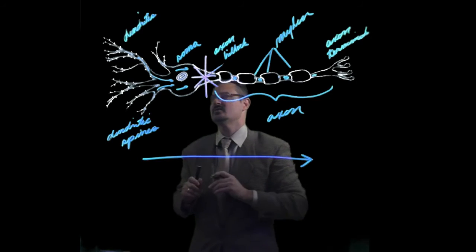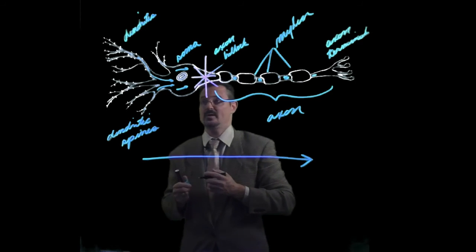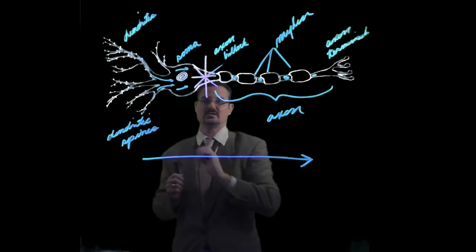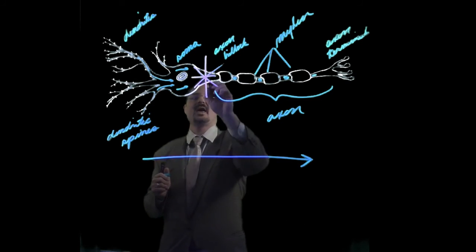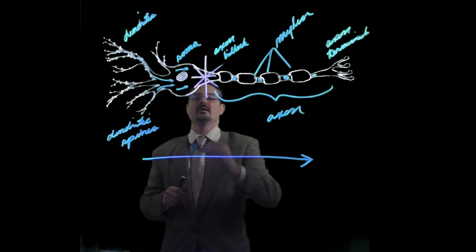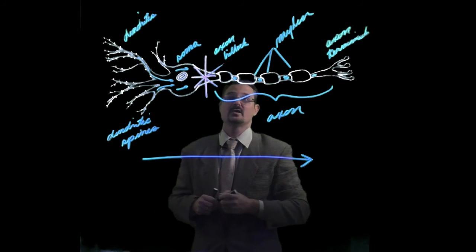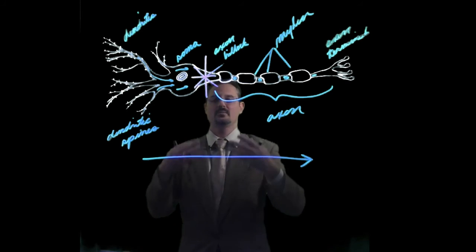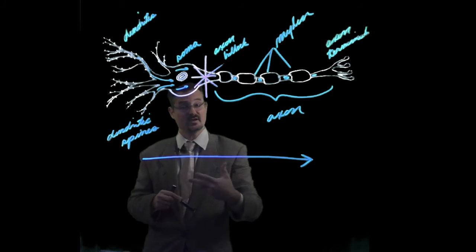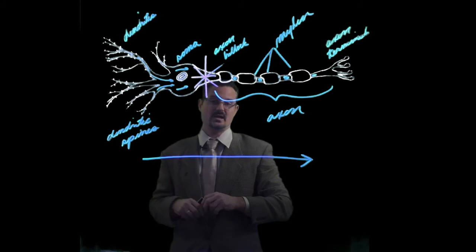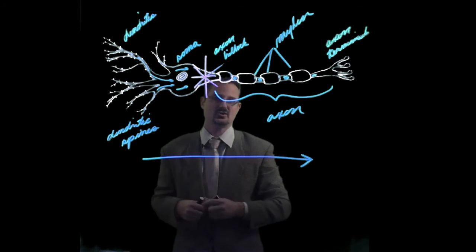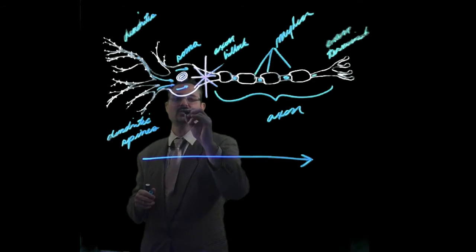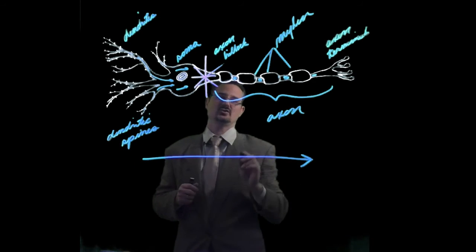But if we want to look at the neuron from a functional standpoint, we can say this is the input zone, the dendrites and the dendritic spines. The soma and the axon hillock are going to be called the integration zone because that's where the computation of whether there's enough of a change in electrostatic pressure to induce the action potential occurs. So this is going to be the integration zone, and this is the conduction zone.